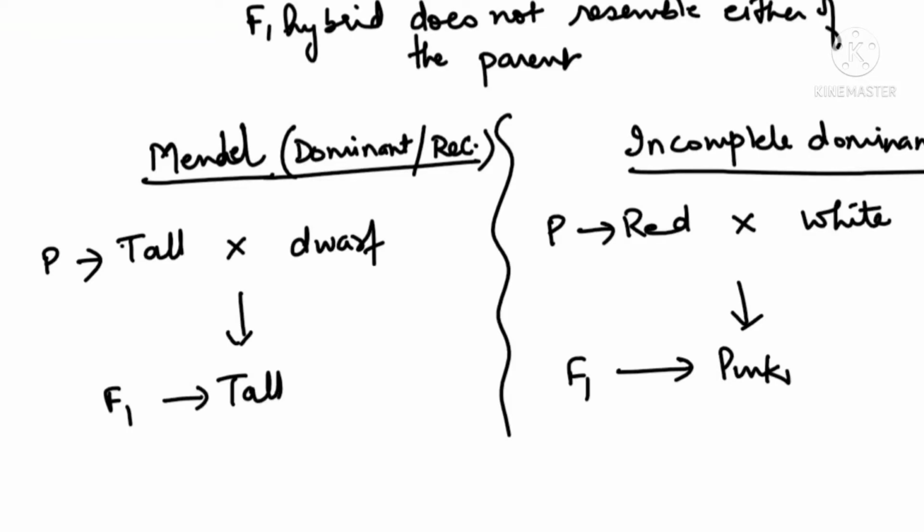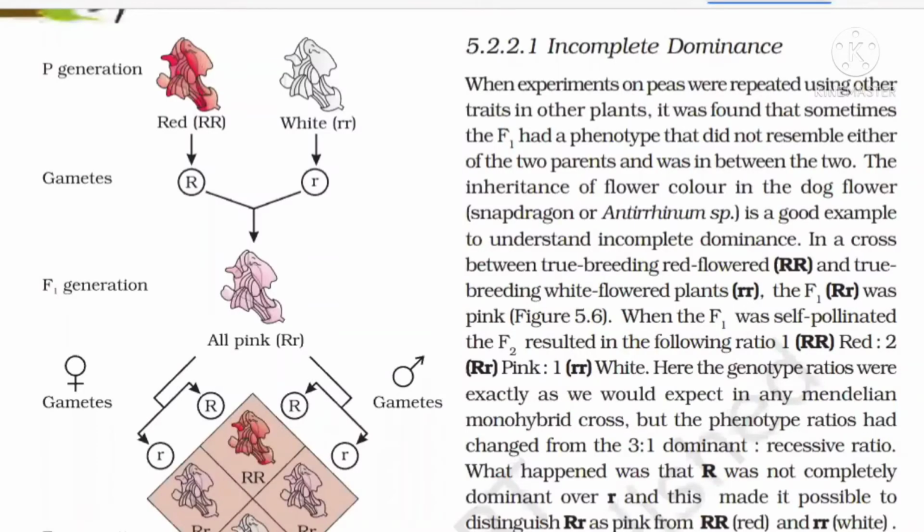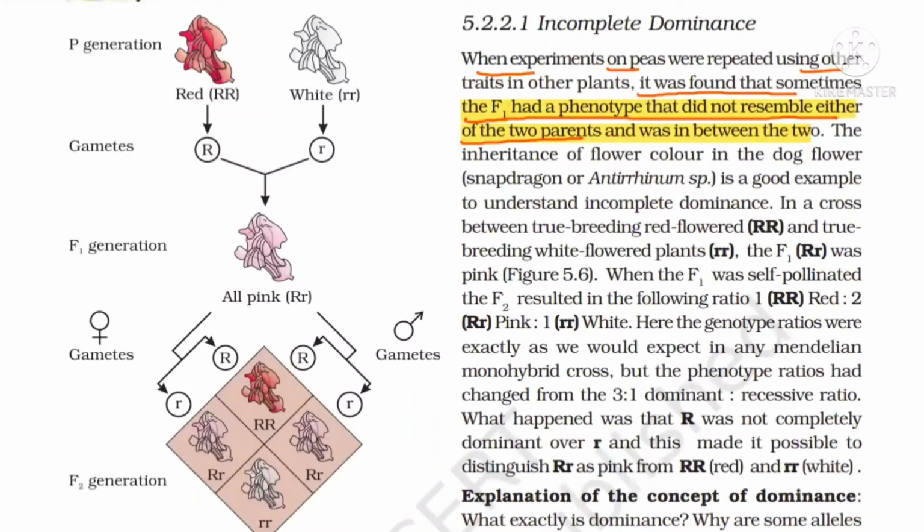Now see the book. So see, beta, when experiment was done on the pea plant, they were doing it by using different traits, other traits also. It is found that sometimes the F1 had a phenotype that does not resemble either of the two parents. Means F1 hybrid is not resembling any of the parent phenotype. F1 had a phenotype which does not resemble either of the two parents and was in between the two. And such type of inheritance is known as incomplete dominance.